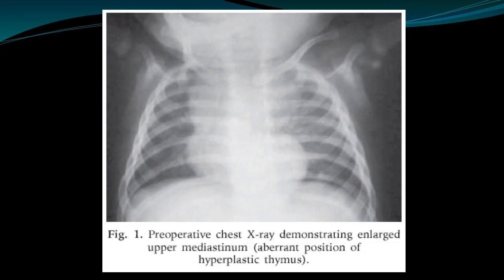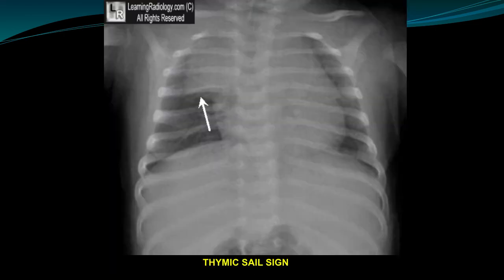Then, the next slide shows you the preoperative chest X-ray demonstrating the enlarged upper mediastinum, aberrant position of your hyperplastic thymus, the thymic sail sign, which is typical in patients in the newborn up to the 3rd month. The next slide shows you the thymic sail sign.